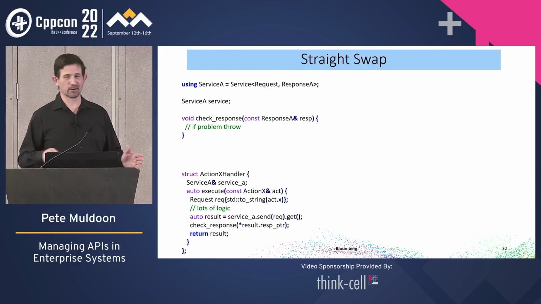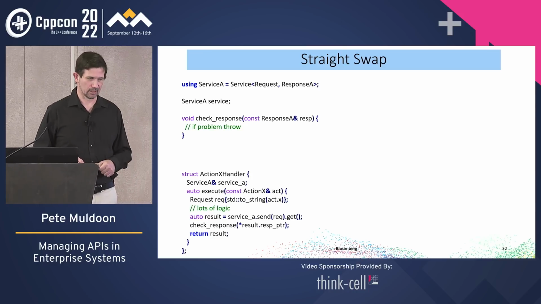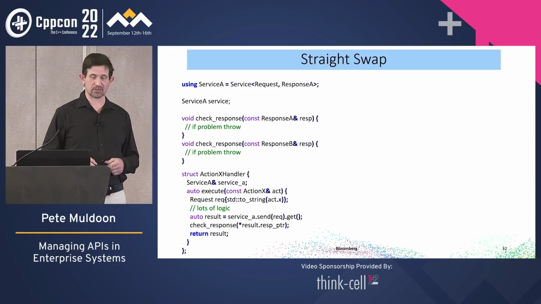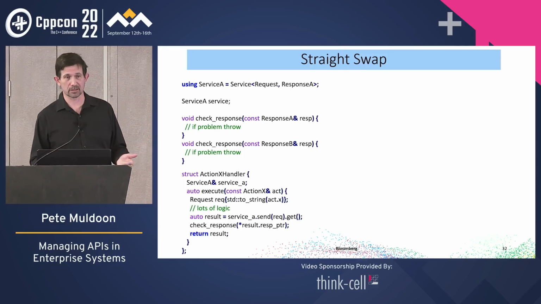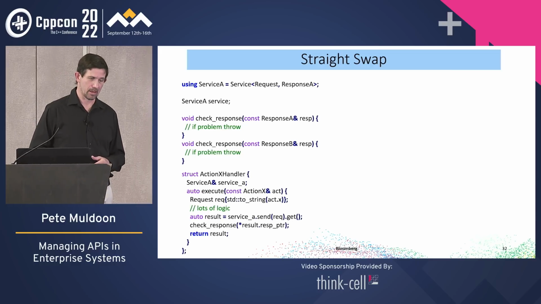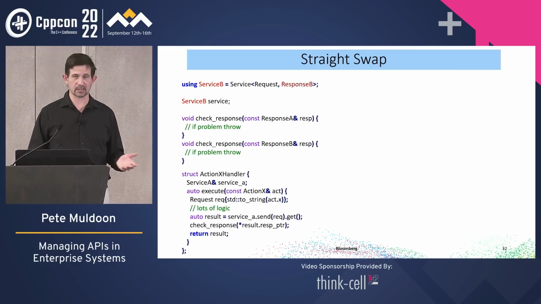So here I am, what do I do? Well, I think it's pretty straightforward. All I'll do is make a check response for response B, which after all is completely different. So there's a whole bunch of other checks, but I'll still throw an exception if something goes wrong. And then all I'll do is just say, look, all the service A stuff, just change it to service B.